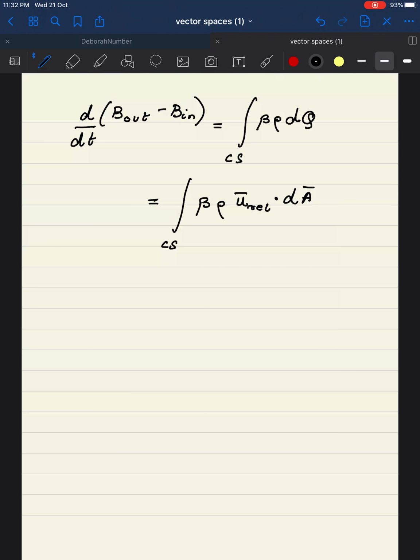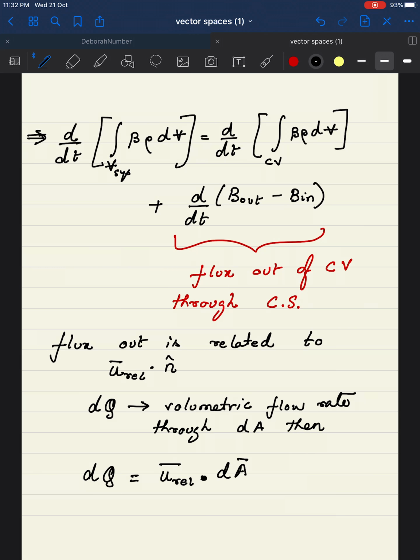So if you combine everything, now just go ahead and replace in this particular equation, then what will happen? Then I can replace this with my integral over my control surface of beta rho u relative dot dA. Right?